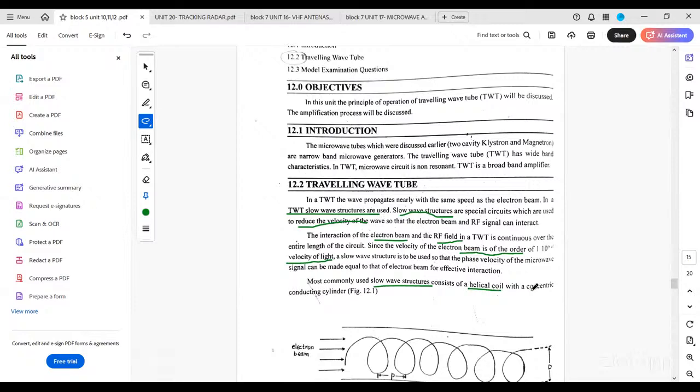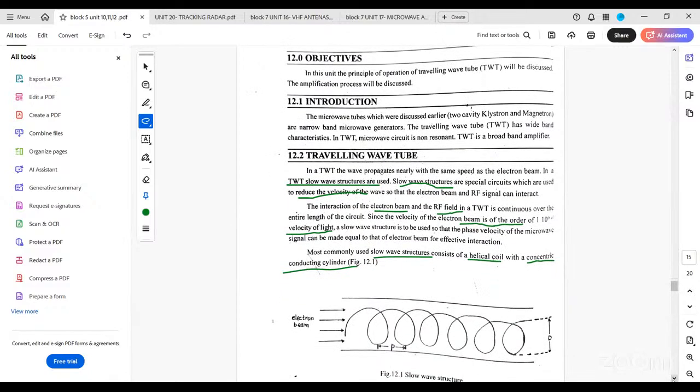Helical coil with concentric conducting cylinders. Which one are we using? Helical coil with concentric conducting cylinders we are using. Again, it is in coil shape, see the diagram. In this diagram, from which side are we sending the electron beam? From the beginning side, one electron beam comes and is entering into the helical coil.